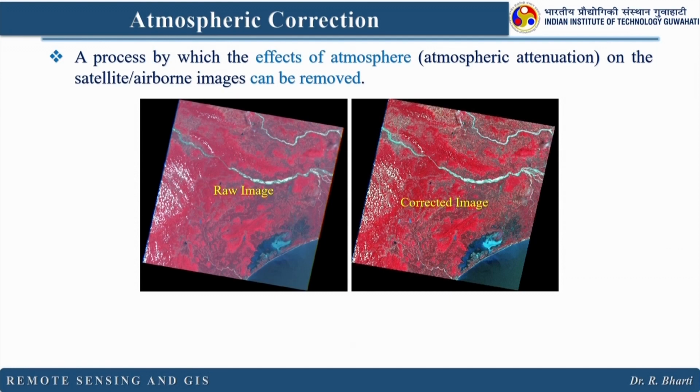Atmospheric correction is a process by which the effects of the atmosphere on satellite or airborne images can be removed. Remember, atmospheric correction or atmospheric error is always associated with your space-based measurement as well as your airborne measurement. Here you can see one example: this is the raw data recorded by the sensor and this one is the corrected image.